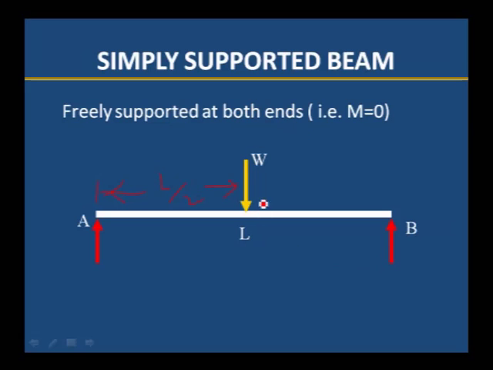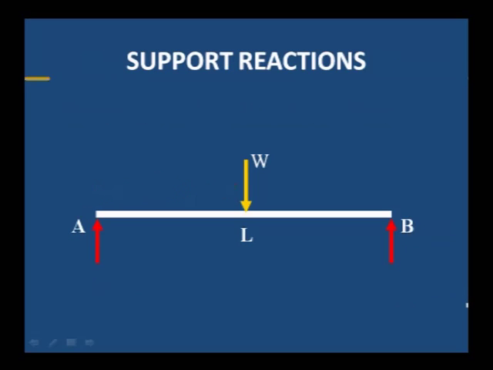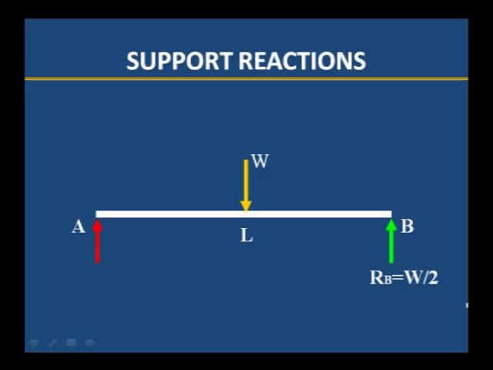That means whatever the downward force is acting, that must be equal to the upward forces. Here the upward forces are at support A and support B, and the downward force is W. The reactions at A and B, which we can call RA and RB, are W by 2. RB is W by 2, RA is W by 2. Like this, if symmetrical loading is given, we can calculate the reactions by dividing the downward forces by 2. Then we will get the reactions RA and RB.